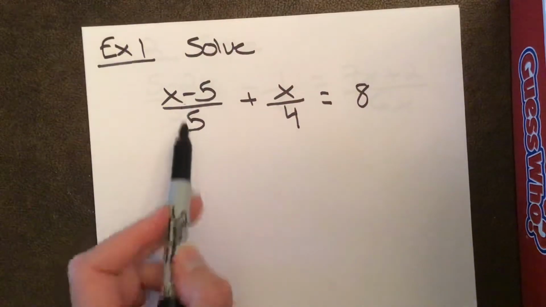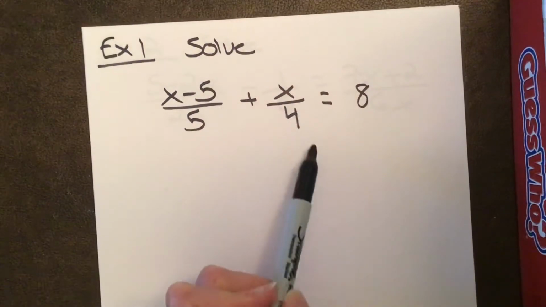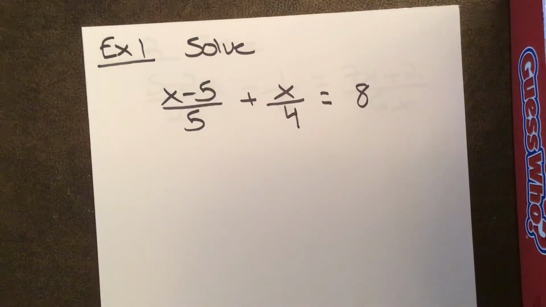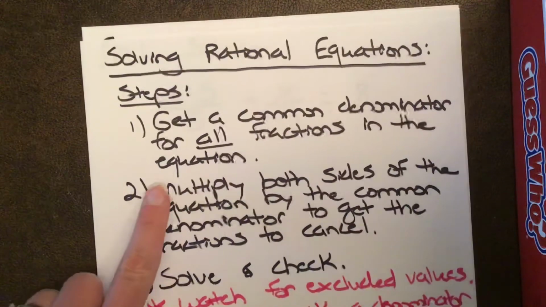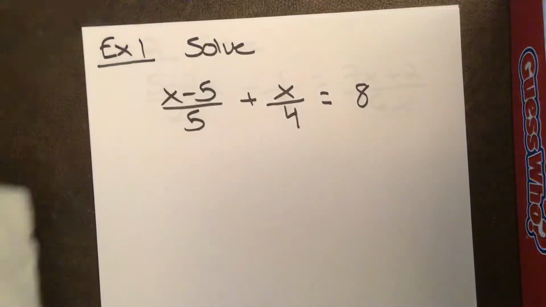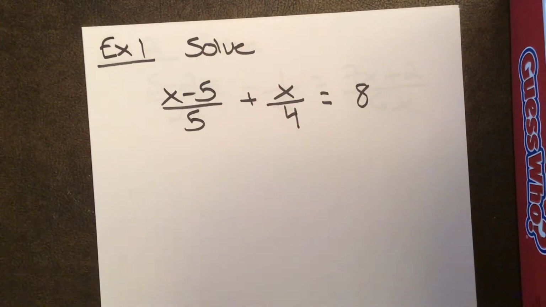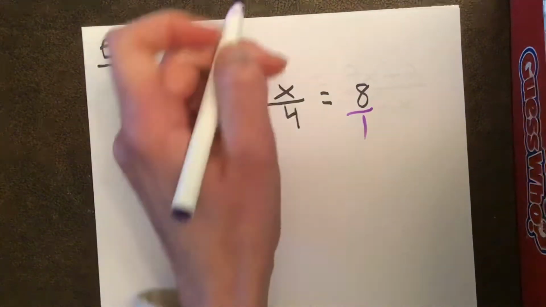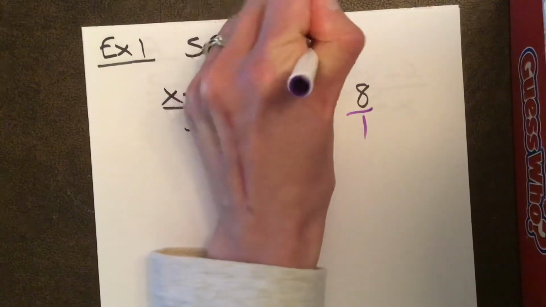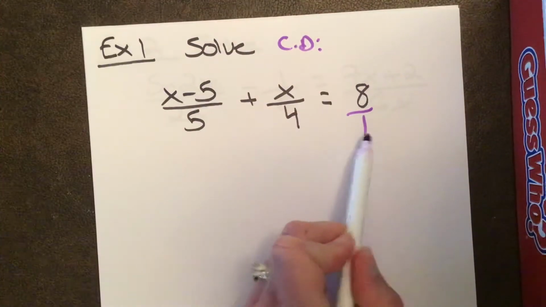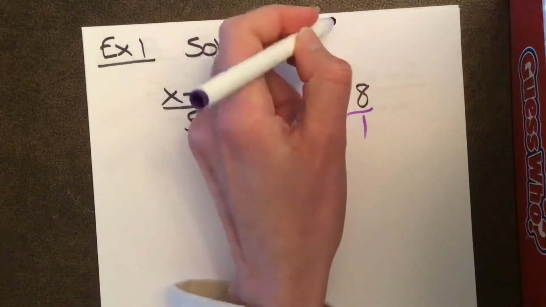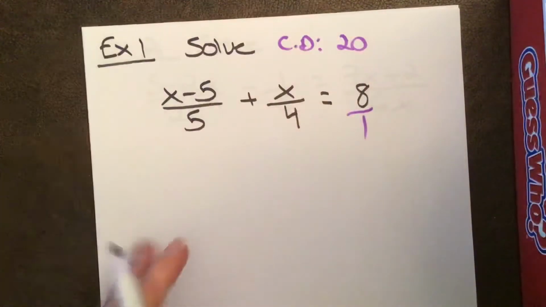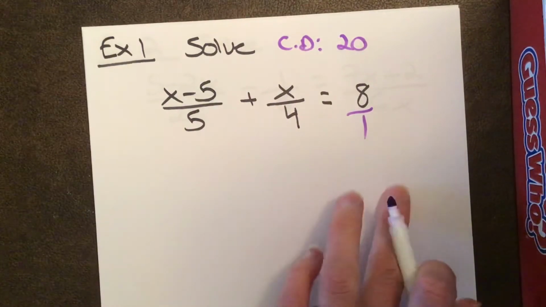Okay, so here's our first example. (x minus 5) over 5 plus x over 4 equals 8. So as we said in the steps, our first step is to get a common denominator for all fractions in the equation. This guy doesn't have a denominator, so I'm going to throw him over 1. So I have 5 and 4. So my common denominator, 5, 4, and 1, the smallest number those all go into, would be 20. So I'm going to make these all be over 20.